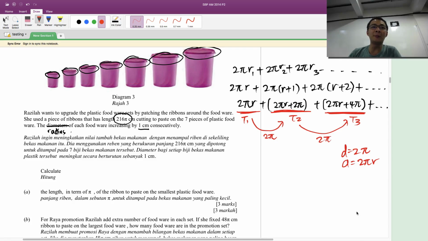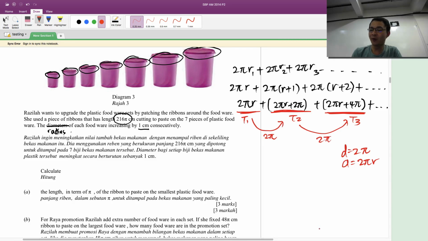Can I put 2 pi r plus 1? You mean 2 pi bracket r plus 1? And 2 pi, yeah, you can leave it like this, but then you still need to find their difference. You still need to find their difference, so you have to use the third term minus second term, or use the second term minus the first term. Yeah, but then you still need to expand it. Yeah, you can leave it like that, no problem.